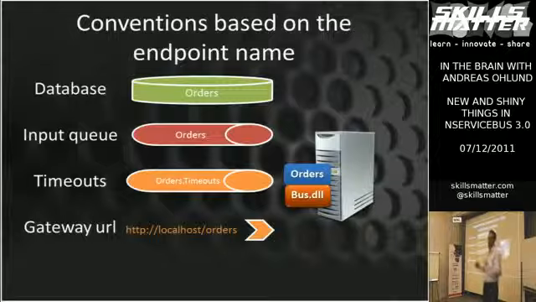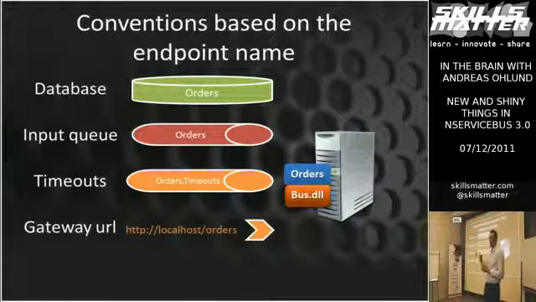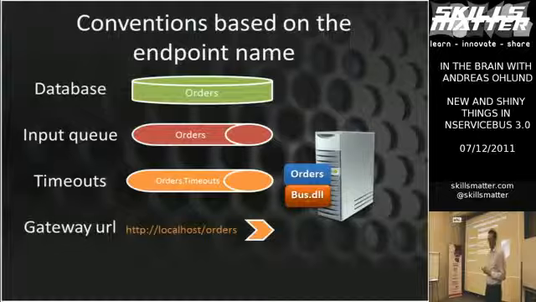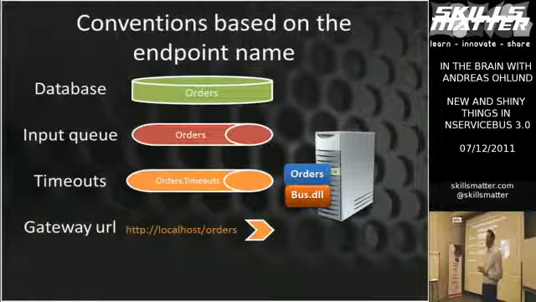There are a couple more things as well, around the distributor. So a lot of the stuff we do will be using the endpoint name as part of the convention. So hopefully by doing that, we can almost have you run without an app config at all. Everything could be done by using conventions instead.